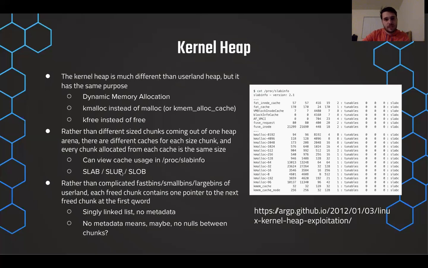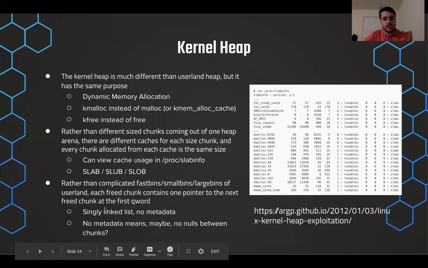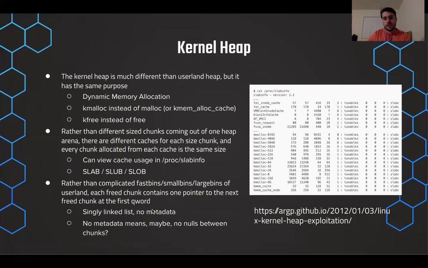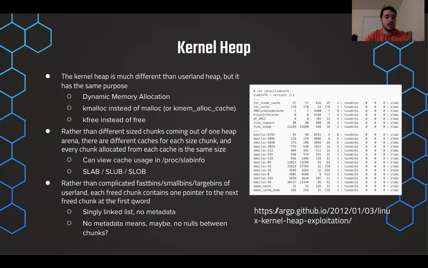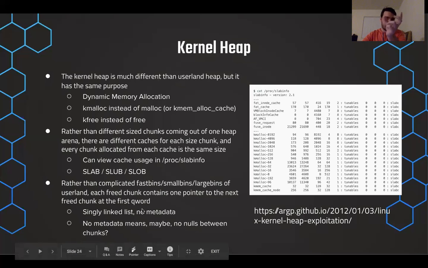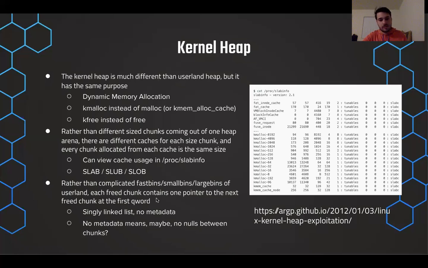But the main big thing is that rather than the complicated fast bins or small bins or large bins, each of the chunks contains one pointer to the next free chunk in the first word of the chunk. So it's just one singly linked list of each in that cache. One will point to the next, and that'll point to the next free one, and so on. And because they're all the same size, there's no need for metadata. You don't need to have a size packed above or a previous size or anything. You know all the sizes. They're all the same size. So there's not this normal block between each heap chunk that's just a bunch of zeros and then a size.